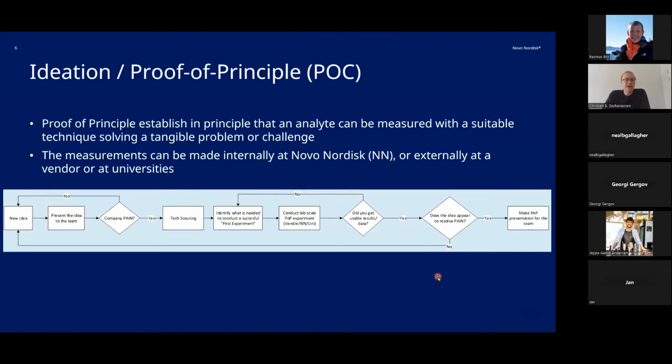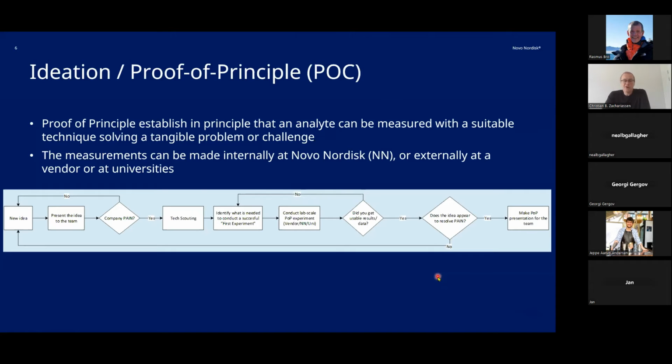So the ideation and/or proof of principle stage, which should read POP rather than POC. I can see the headline should be POP. The proof of principle establishes in principle that an analyte can be measured with a suitable technique, solving a tangible problem or challenge in the process or a company pain. And in this stage, the measurements can be made internally at Novo Nordisk, or they can be made externally at a vendor or at universities.